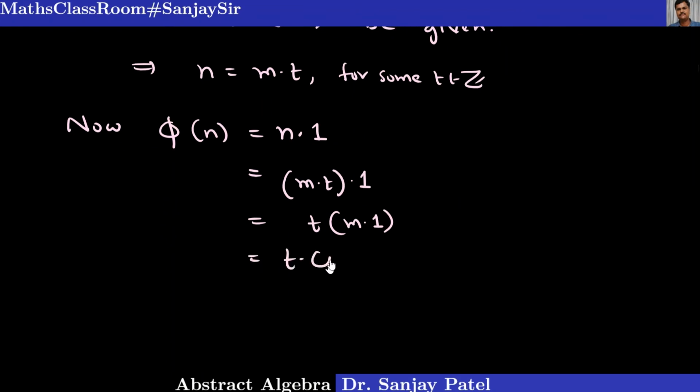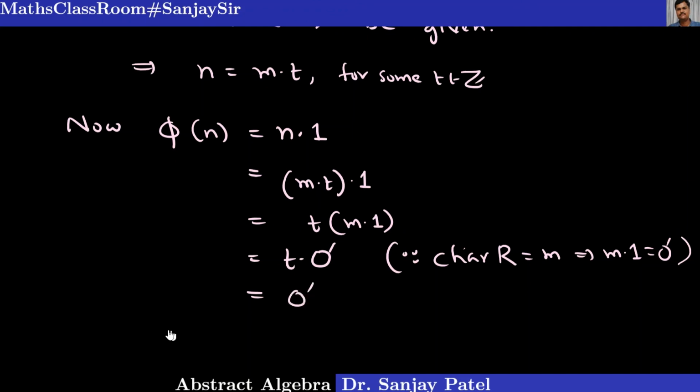t into 0 element of the codomain ring, because characteristic of R is equal to m, which means we must have m into 1 equal to 0 element. And 0 plus 0 plus 0, t times, is 0. So what I have proved is phi of n is equal to 0 dash, and that means this n belongs to the kernel of phi.